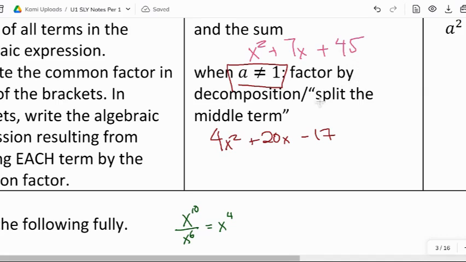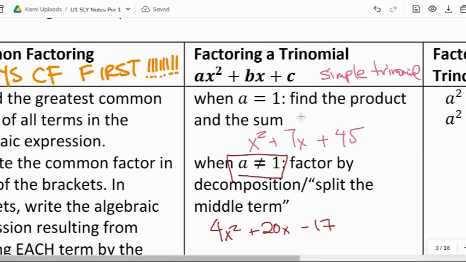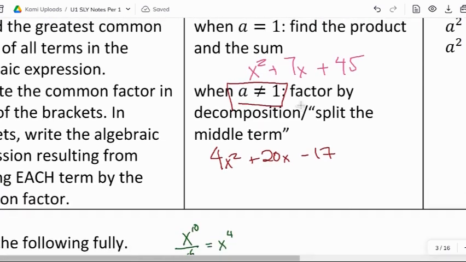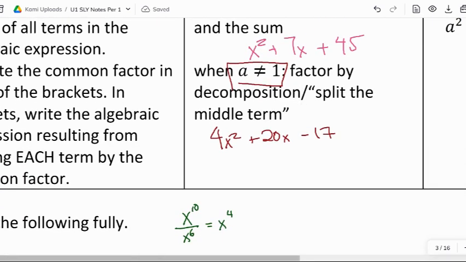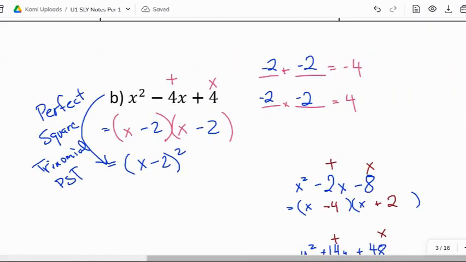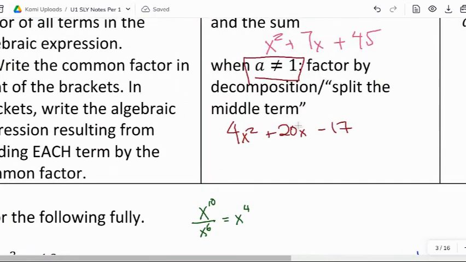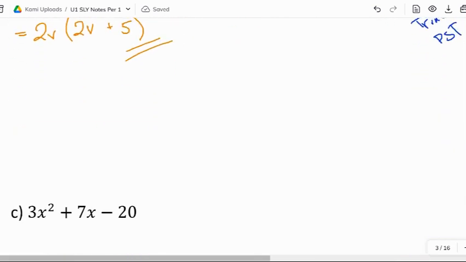So we are going to use decomposition. I know a lot of students use decomposition for simple trinomials. That's a lot of work and a waste of time. So really try to do simple trinomials in one step, the way that I showed you here. Okay, so let's do decomposition. Let's remind ourselves what it looks like.